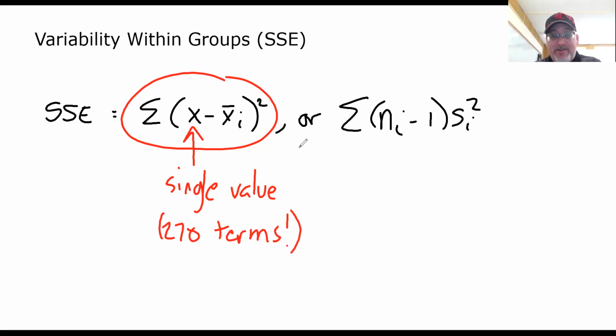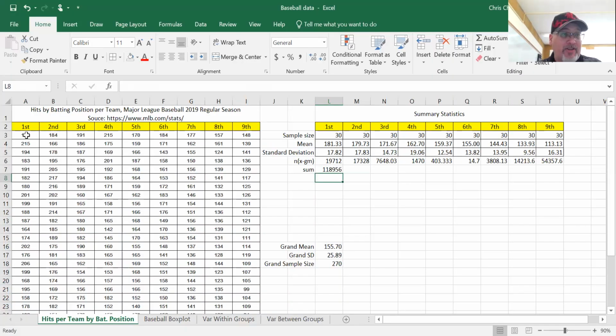Just to make sure you understand what I mean, let's go back to the spreadsheet. For each individual number, like this 186, which came from the first sample, you would have to subtract that 186 minus the first sample mean, square that, and do the same thing for the other 269 numbers. That's a little bit unreasonable.